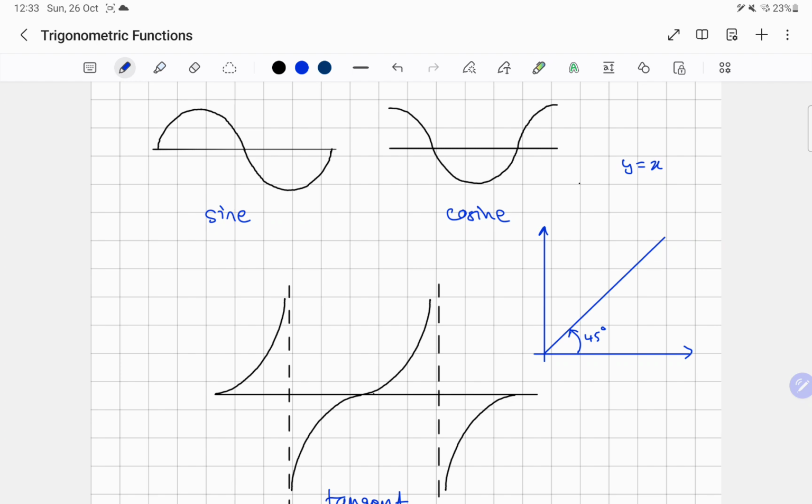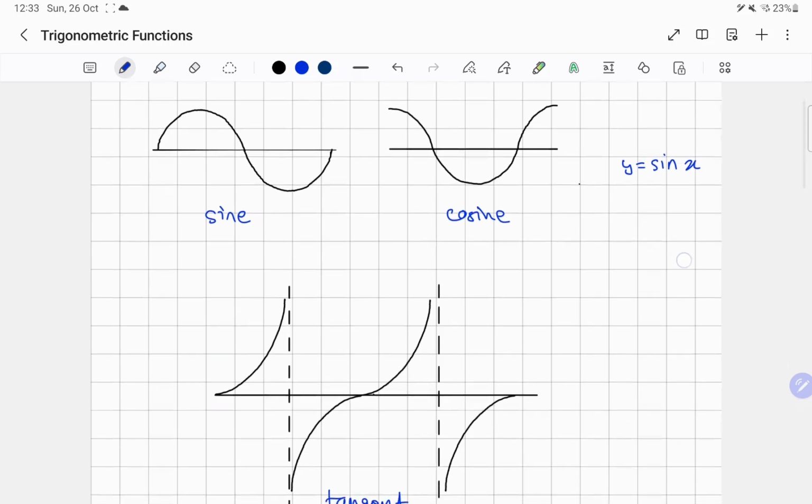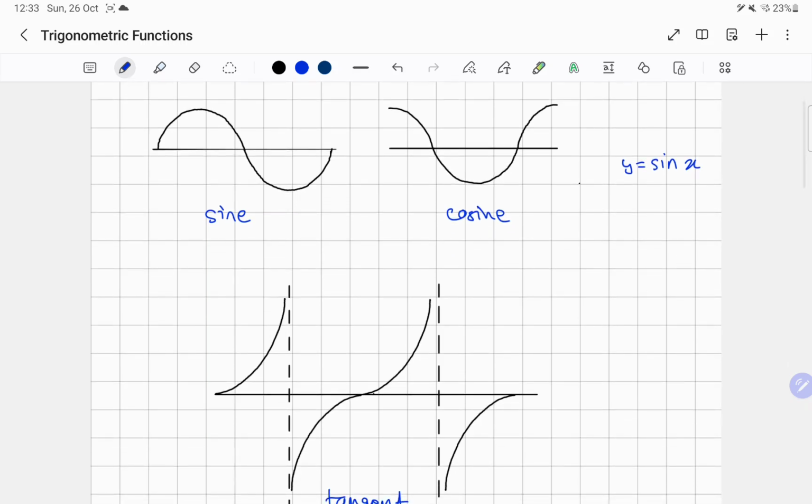So now we're going to learn what the graph of sine x will look like. In summary, you can see that it will look like the graphs that I've sketched here very briefly. So the sine graph is this part here.